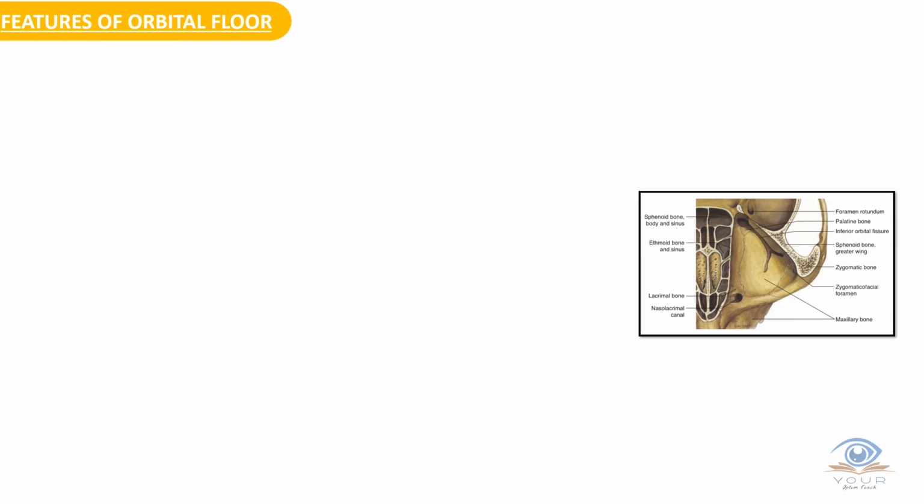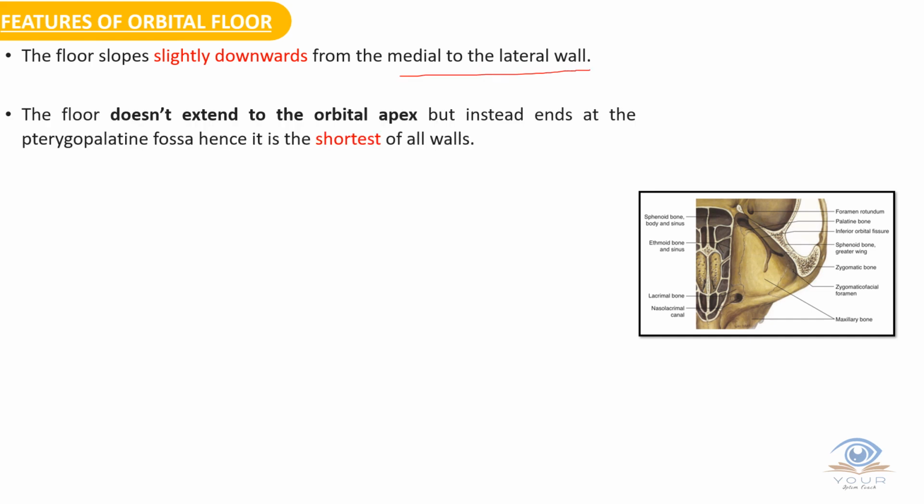Coming to the features of the orbital floor, the floor slopes slightly downward from the medial wall to the lateral wall. The floor does not extend to the orbital apex, but instead ends at the pterygopalatine fossa, hence it is the shortest of all walls. So in the diagram, we see the floor does not extend to the full length. It ends before reaching the orbital apex, and hence it is the shortest of all walls.